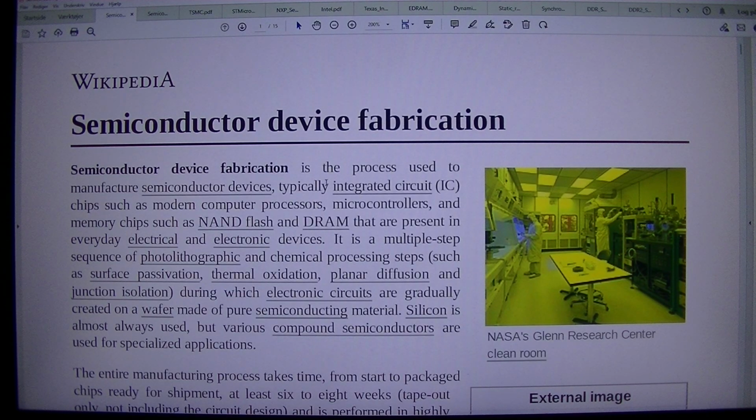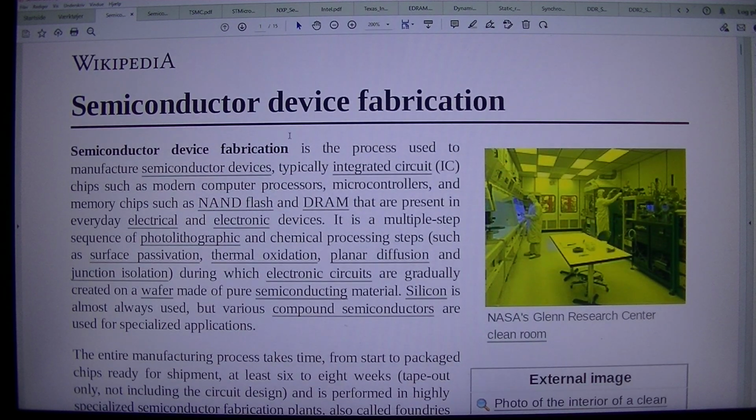Yes, welcome back. Let's try to read this one, but the power is kind of low.